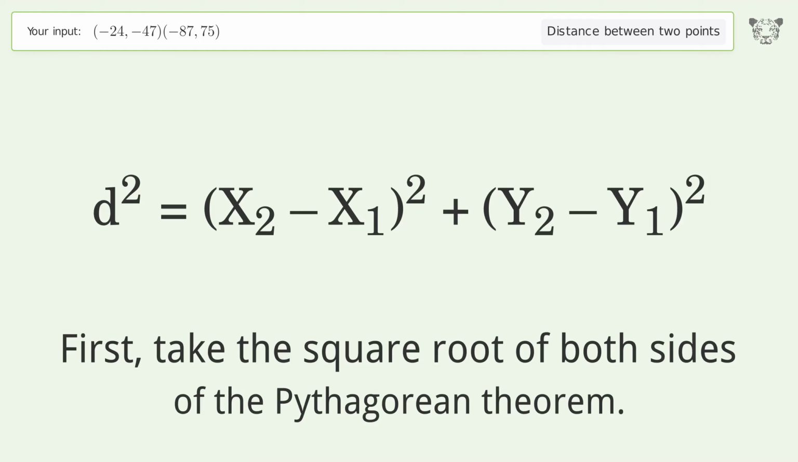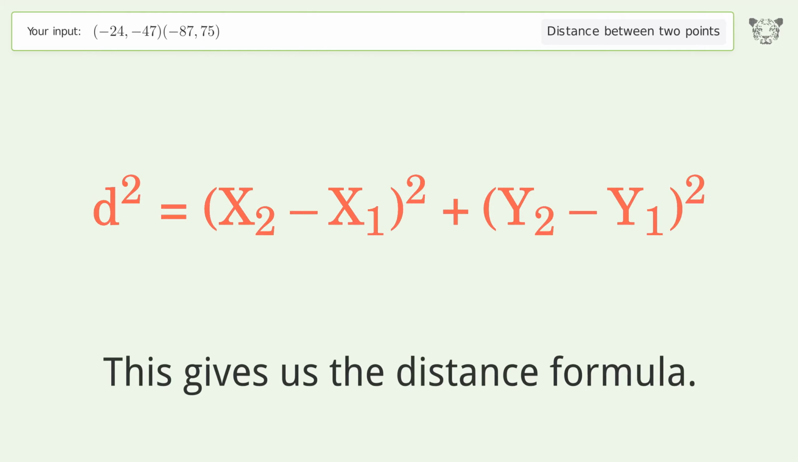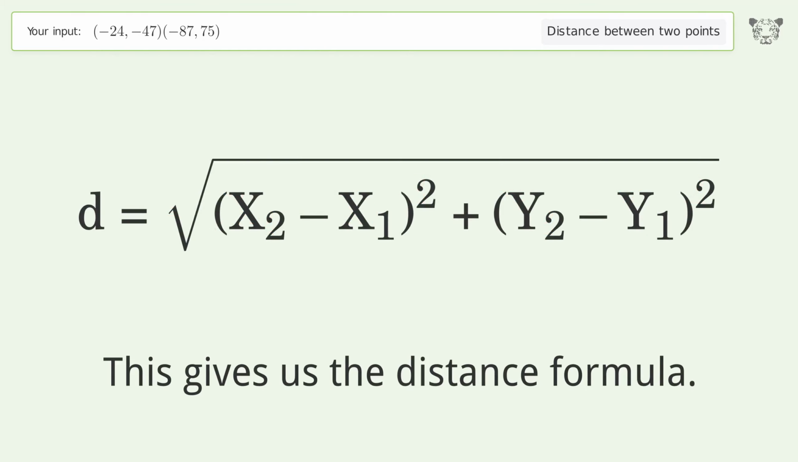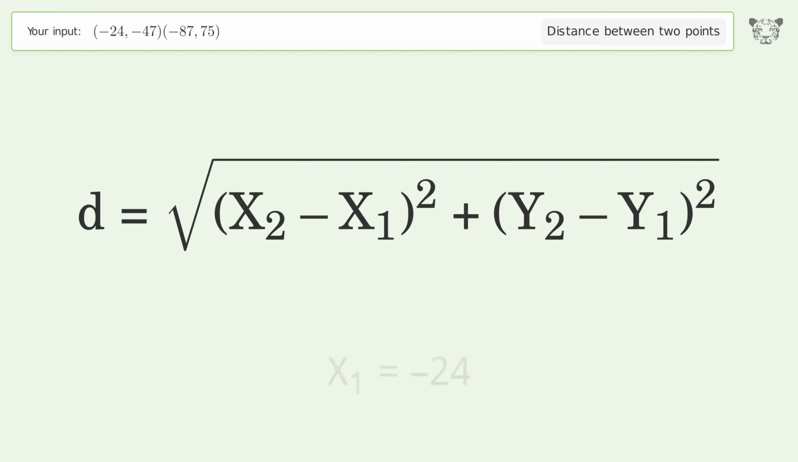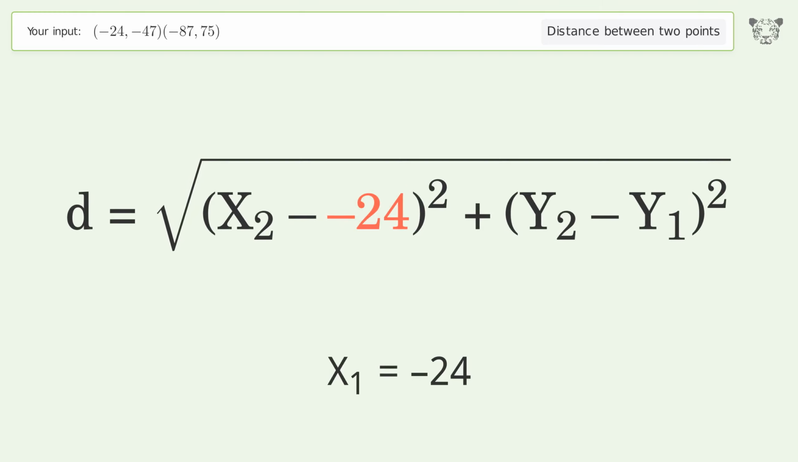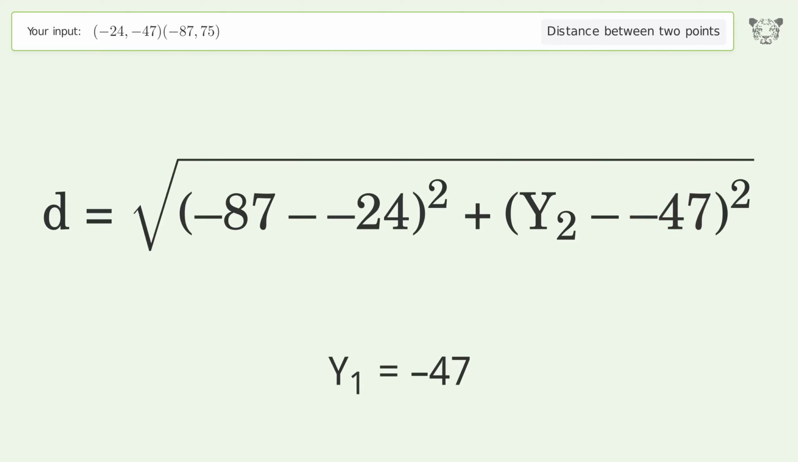First, take the square root of both sides of the Pythagorean theorem. This gives us the distance formula. Plug the coordinates of the points into the formula. x1 equals -24. x2 equals -87. y1 equals -47. y2 equals 75.